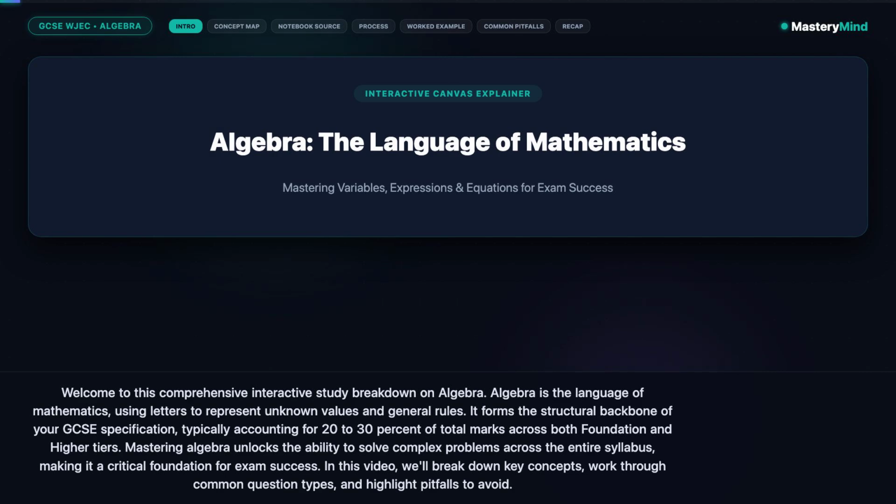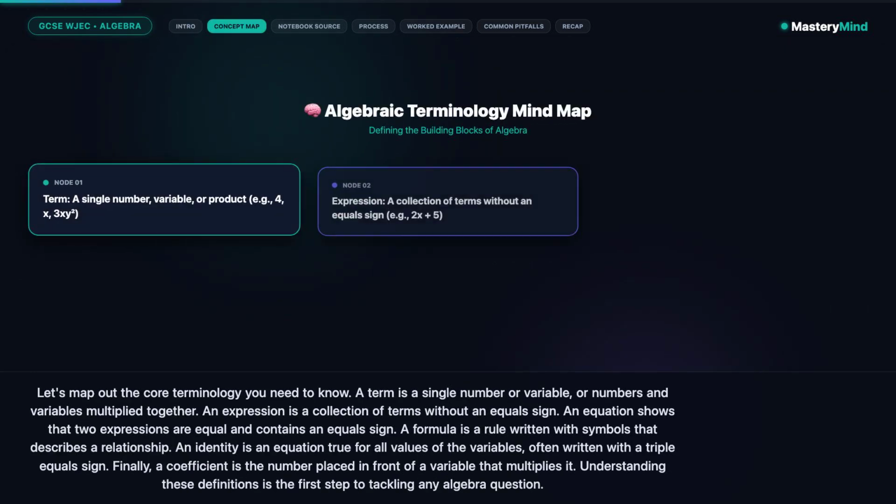Algebra is the language of mathematics, using letters to represent unknown values and general rules. It forms the structural backbone of your GCSE specification, typically accounting for 20 to 30% of total marks across both foundation and higher tiers. Mastering algebra unlocks the ability to solve complex problems across the entire syllabus, making it a critical foundation for exam success. In this video, we'll break down key concepts, work through common question types, and highlight pitfalls to avoid.